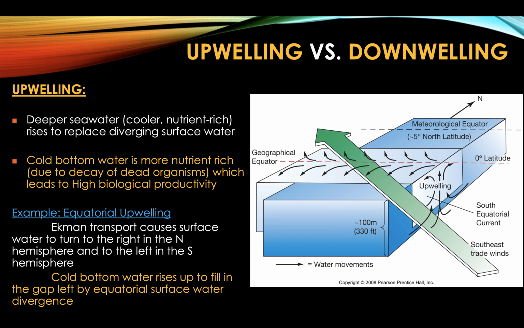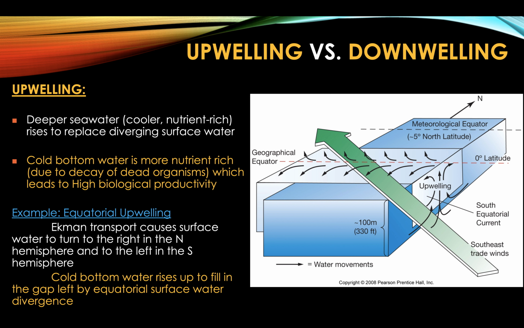organisms. That leads to areas of high biological productivity. So where you have areas of upwelling, you know you're going to have abundant marine life. It's sort of like the all-you-can-eat buffet.